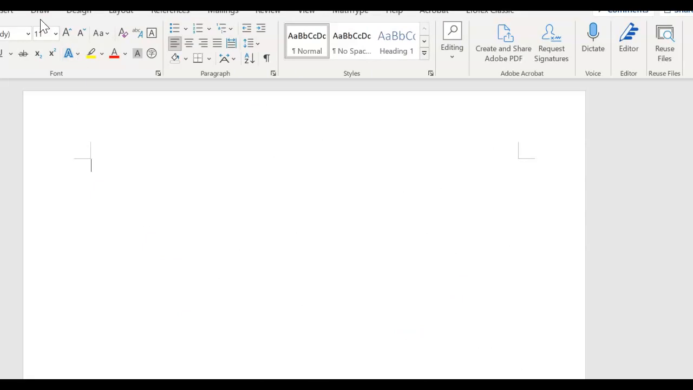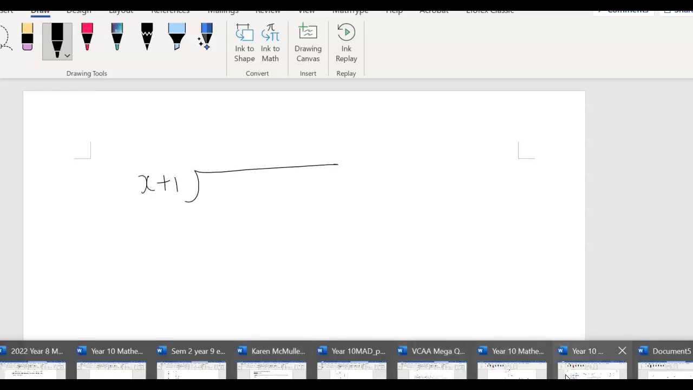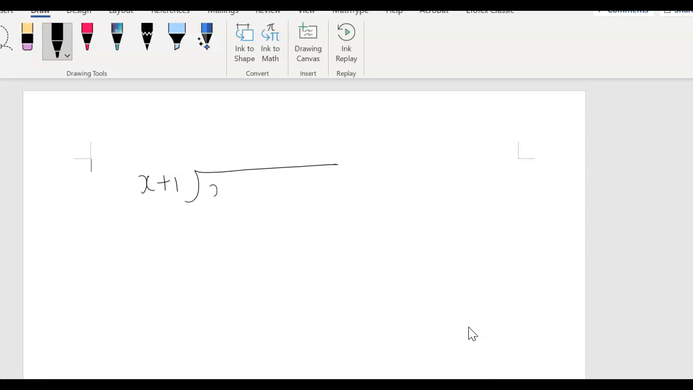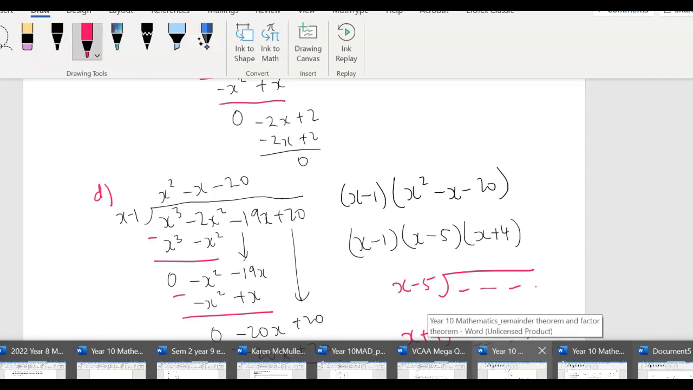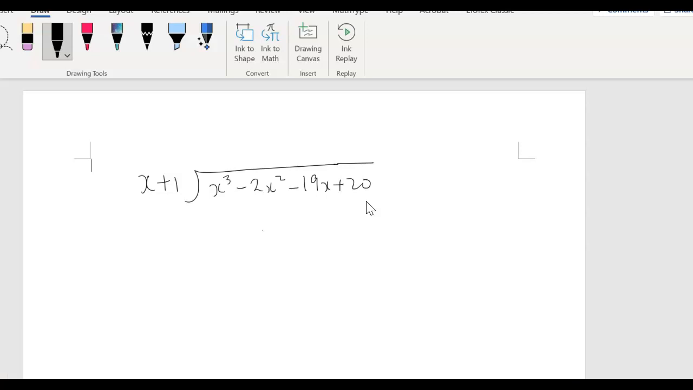Okay, so let's do x plus 1, just so you don't think it's always going to be 0. I need to remember what the question is. x cubed minus 2x squared, from memory, minus 19x plus 20. Let me double check that, because I'd hate to do the question and have it wrong. I know it's not going to have a remainder of 0, but let's assume that we didn't know that.